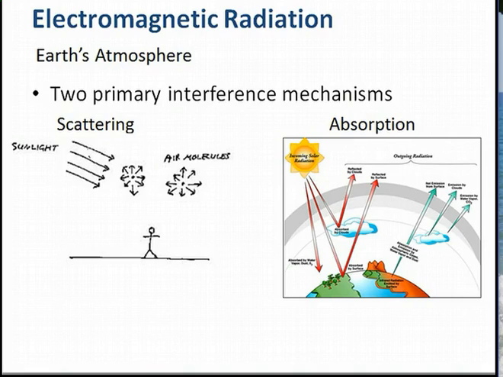There are two primary interactions that occur between electromagnetic radiation and the Earth's atmosphere. One of those is simply scattering, so this incoming sunlight would hit air molecules or other particles in the atmosphere and bounce off in all directions. And then there's also absorption, so these molecules in our atmosphere also interact with the electromagnetic radiation just like surface features do. They can have that radiation be reflected, be transmitted, or be absorbed. And so there are many particles within our atmosphere that will absorb particular wavelengths.